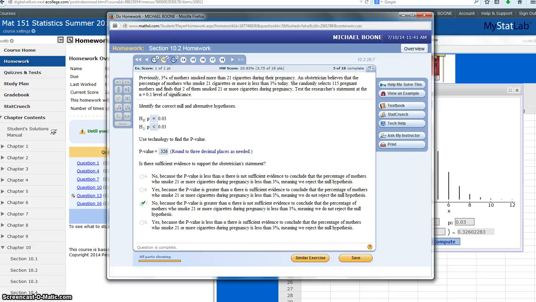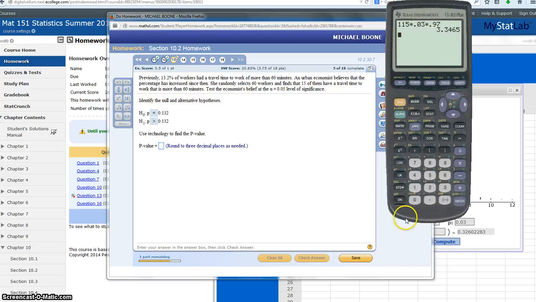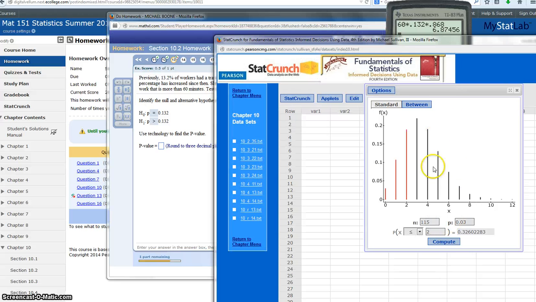I believe that should be something similar for 13. Looking at this one, here it equals 13.2 or 0.132, and they think it has increased since then. But when I use my calculator and I take my sample size of 60 times 0.132 times 1 minus 0.132, I get a number less than 10. Therefore, I have to use my binomial calculator.